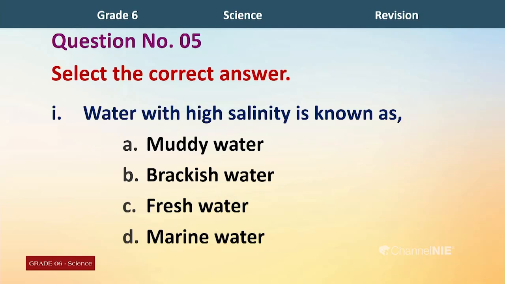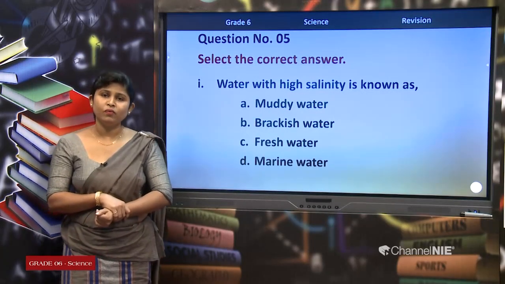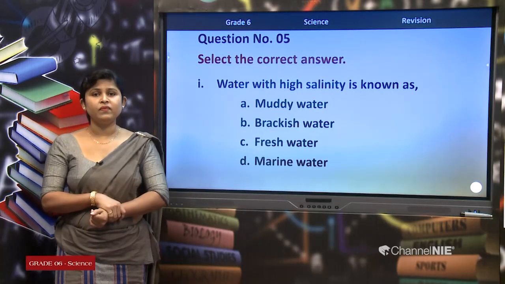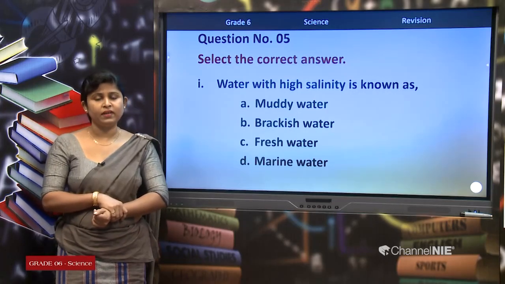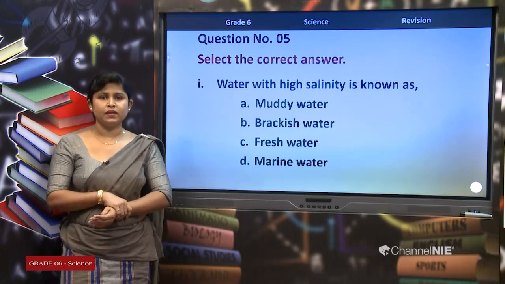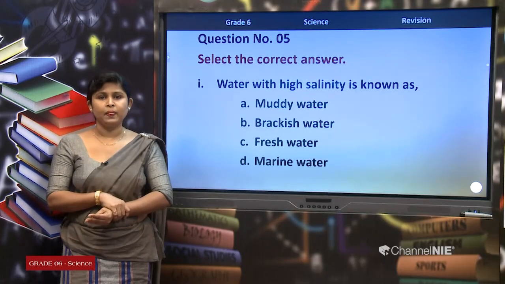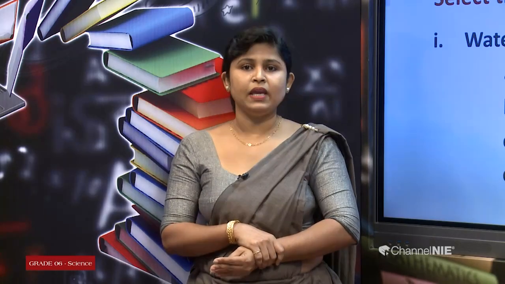First of all, I would like to explain what salinity is. What do you mean by salinity? Do you know what salinity is? Yes. Salinity is the amount of salt dissolved in water. When we think about fresh water, there is a low salinity. But when we think about marine water, there is a high salinity. But brackish water has a salinity, but it is less than the salinity of marine water. The amount of salt dissolved in water is simply known as salinity.